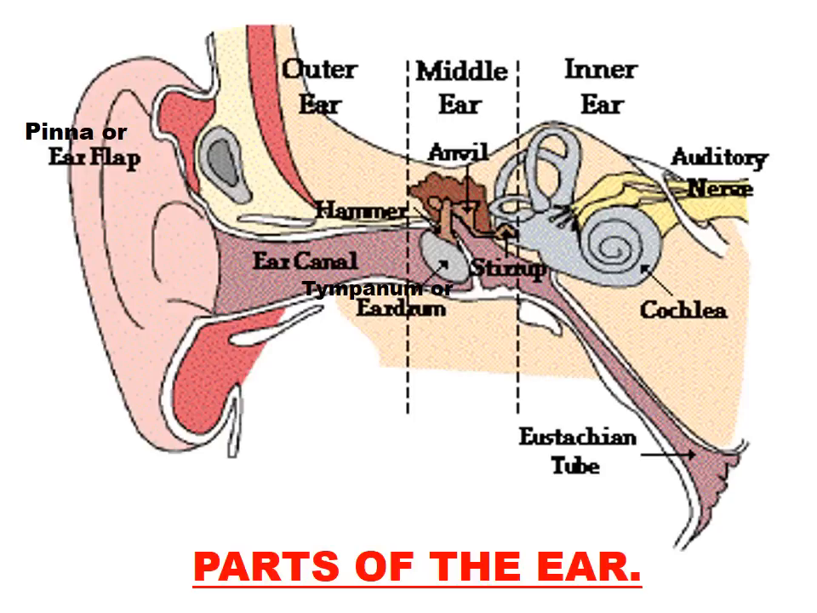The human ear is divided into 3 parts, namely the outer ear, the middle ear, and the inner ear. The outer ear is made up of the pinna and the ear canal. The middle ear is made up of the eardrum, the hammer, stirrup, and anvil. The inner ear is made up of the semicircular canals, cochlea, auditory nerves, and eustachian tube.